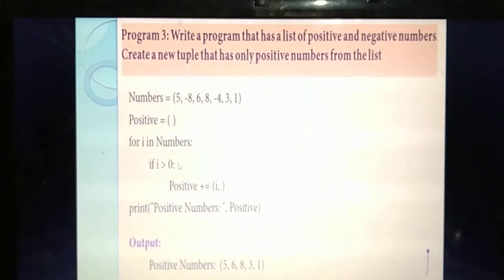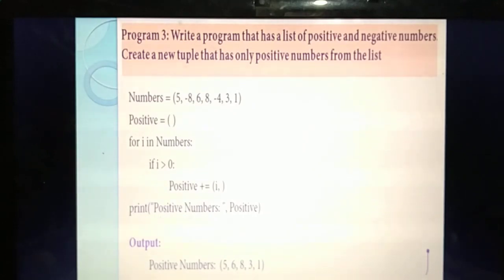Okay, first it will check whether the first value 5 is greater than 0. Yes, so it will be stored in the positive tuple. Okay, next value it will check. So minus 1. Is this value greater than 0? No. So it won't save this value. Then next value 6. Likewise it will check till the last value. Understand? That's the meaning of positive plus equal to I.